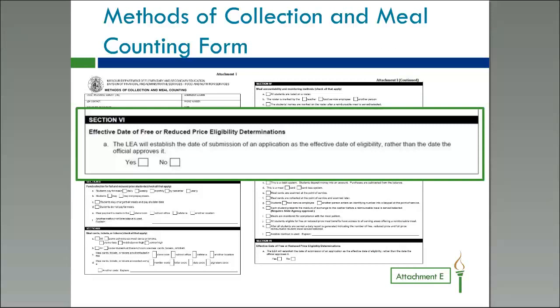For example, if the household turned in their application on Monday, but you didn't get it approved until Friday, if you have that marked yes, you can use the date that they were eligible as Monday rather than the date being Friday.